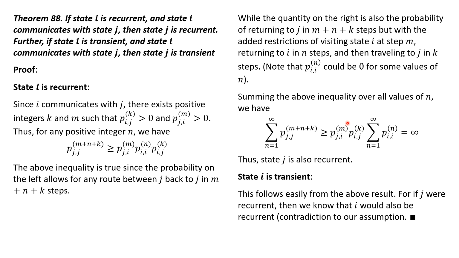These two terms don't involve an n, and we know from the definition of recurrent that this here is infinite. And so this probability is greater than or equal to infinity. It equals infinity in that case. And so that implies that j is also recurrent. Then the other case is simple because we've already proven the hard part. This follows easily from the above result, for if j were recurrent, then we know i would also be recurrent. So the only other possibility is j is transient.